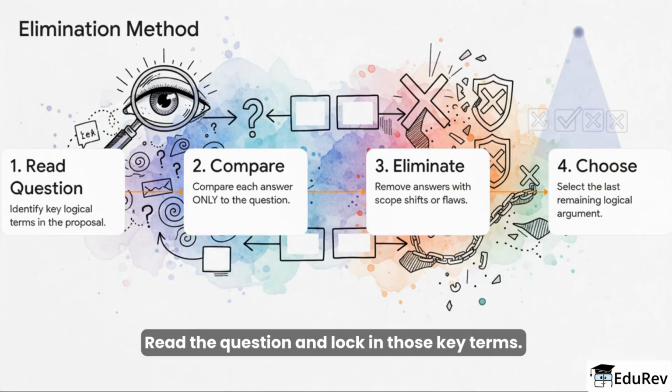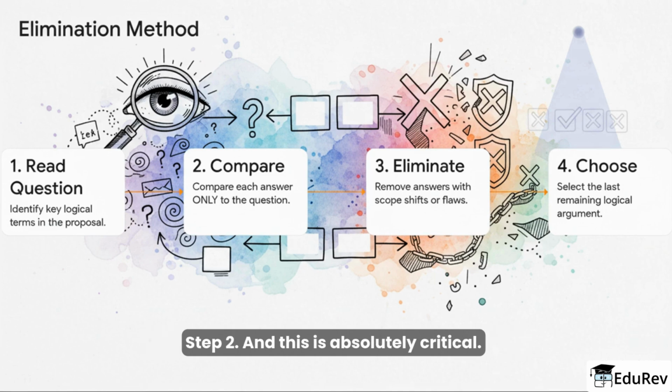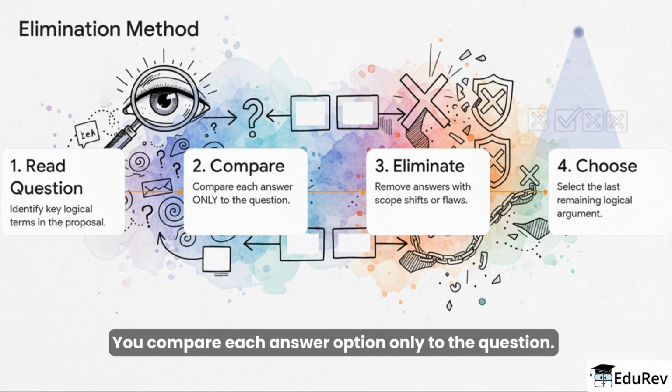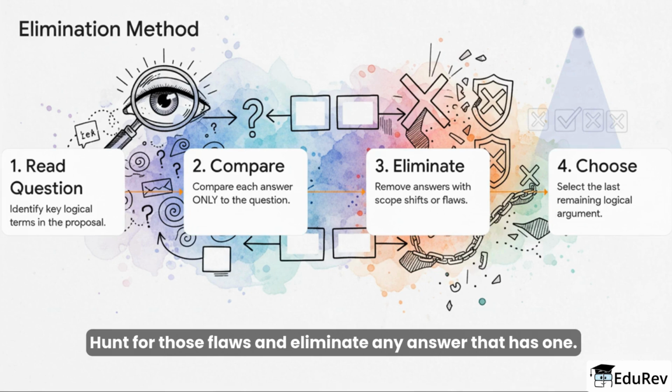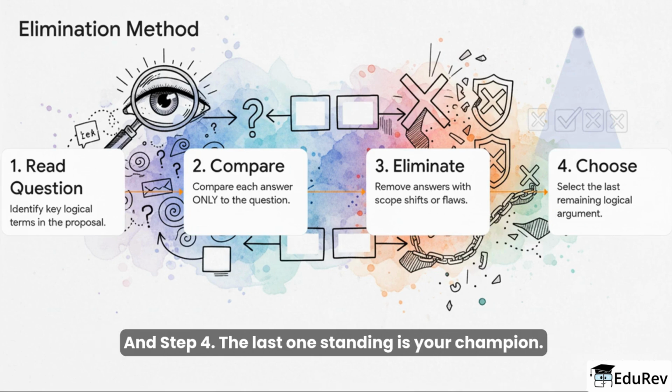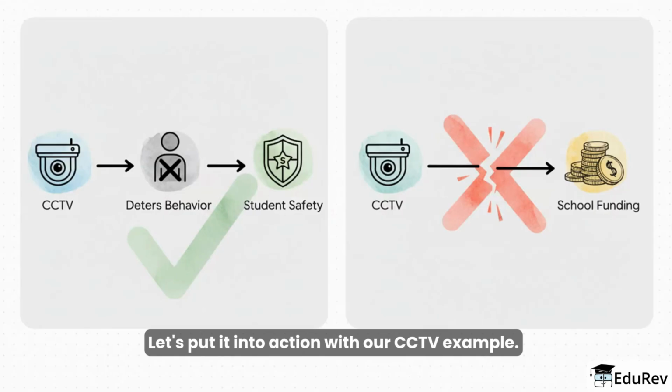Step 1, read the question and lock in those key terms. Step 2, and this is absolutely critical, you compare each answer option only to the question. Never ever compare the answers to each other. That's a recipe for confusion. Step 3, hunt for those flaws and eliminate any answer that has one. And Step 4, the last one standing is your champion. Simple as that. Let's put it into action with our CCTV example.